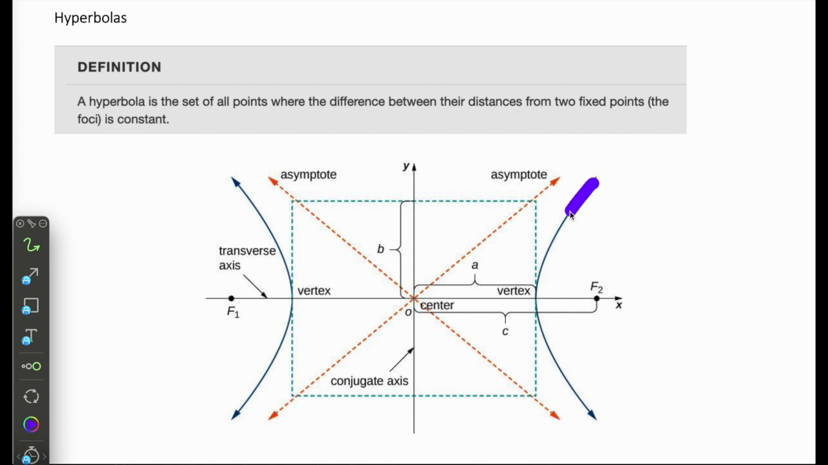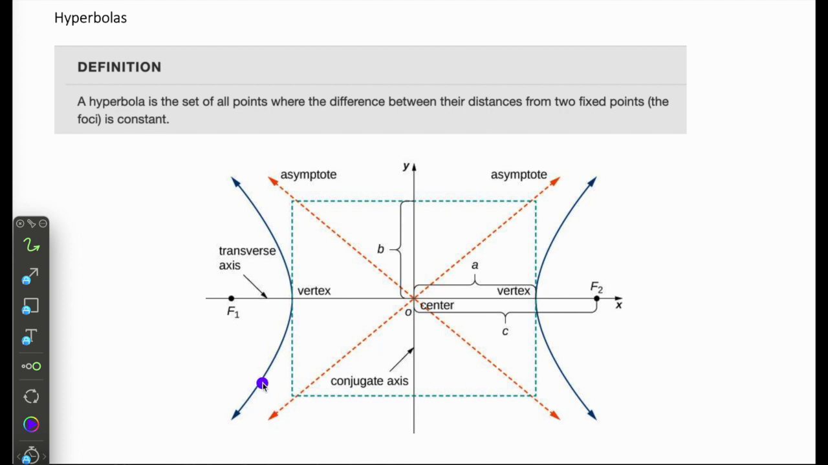So for example, here's one side of the hyperbola, and here's the other side of the hyperbola. If I pick any point on the hyperbola on either side, and create a line from that point to each of the foci, that's a little crooked, but you see what I mean. If I take the longer distance and subtract the shorter distance, I'm going to get the same value every time, no matter what point I'm sitting at.